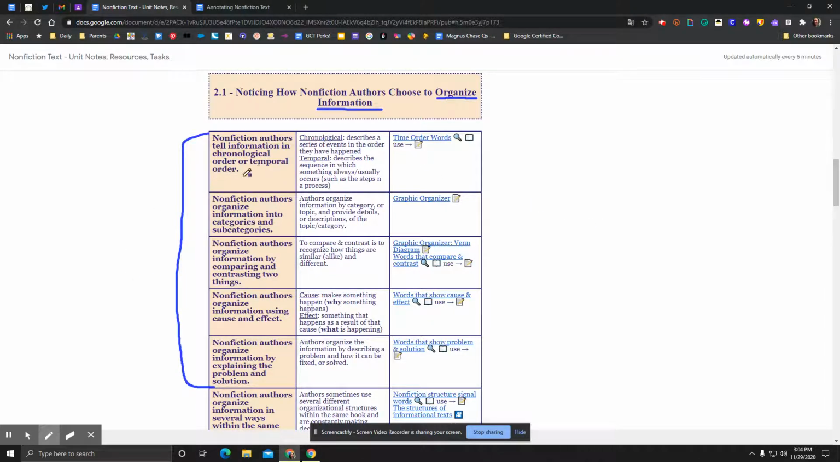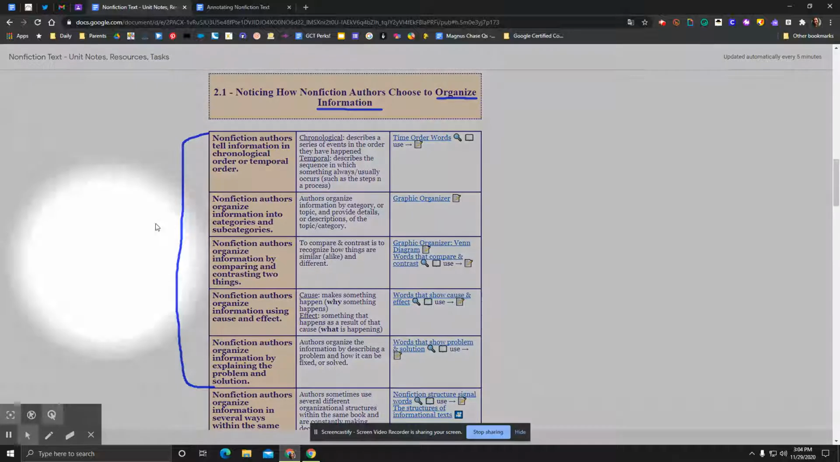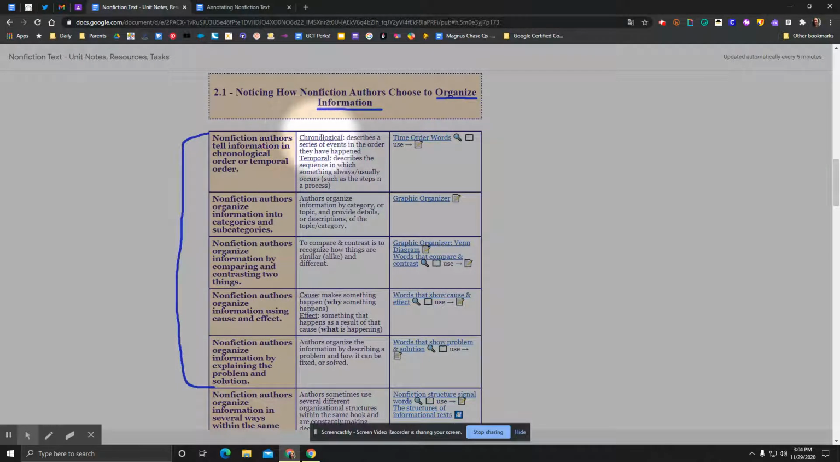So the first thing we're going to look at is chronological order. Chronological is when we describe a series of events in the order that they have happened. First, second, third, fourth. Keeping in mind that this is a series of events.